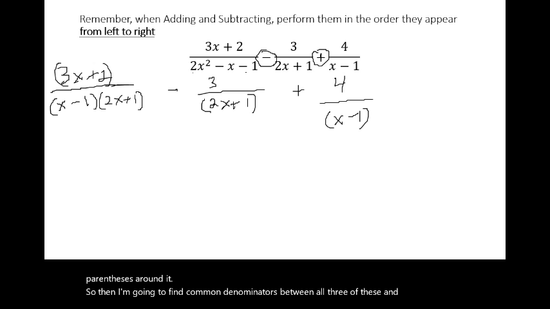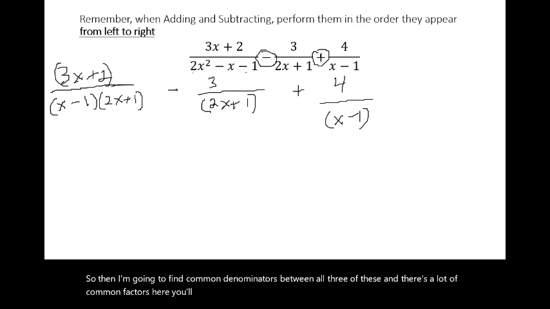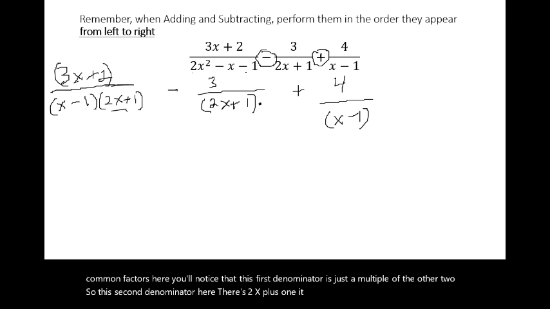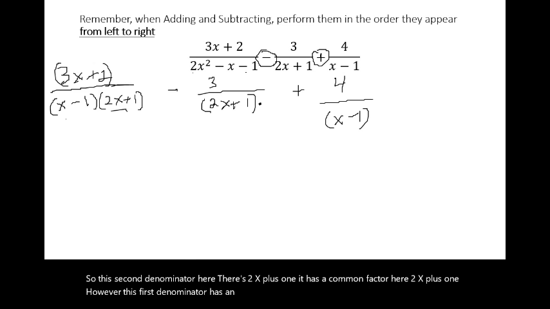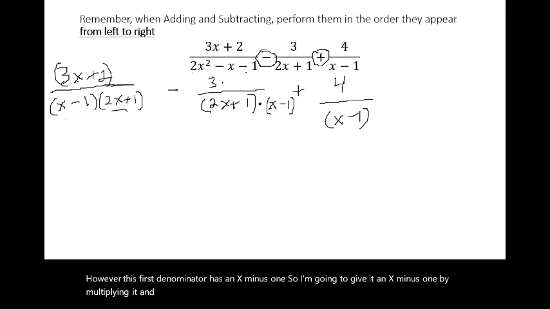of common factors here. You'll notice that this first denominator is just a multiple of the other two. So this second denominator here, this 2x plus 1, it has a common factor here, 2x plus 1. However, this first denominator has an x minus 1. So I'm going to give it an x minus 1 by multiplying it, and then whatever I do to the bottom, I need to do to the top.